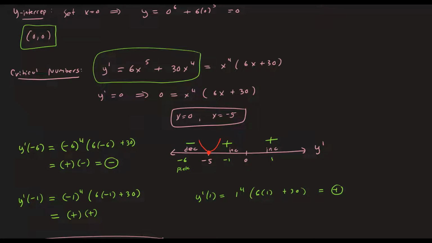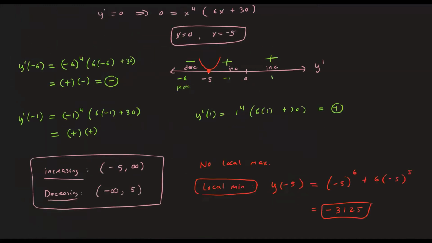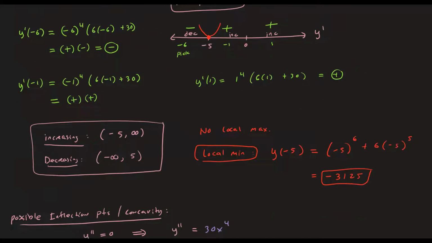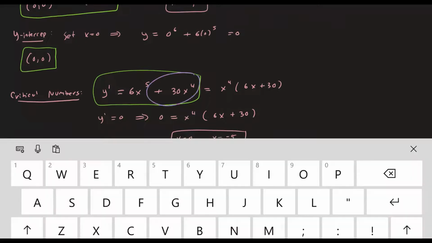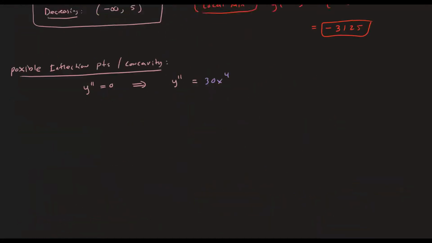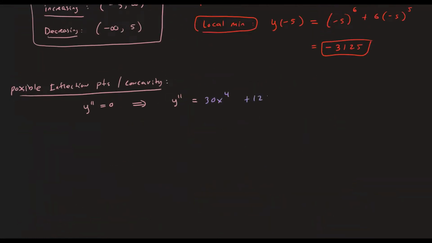So if I take the second derivative of this, I get 30x to the 4th. And I want to differentiate the second term, that's this one right here. I'll get 30 times 4, that's 120. So that's plus 120x to the 3rd. And I set it to 0.